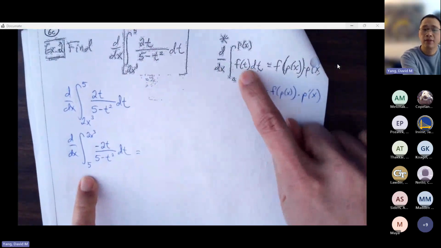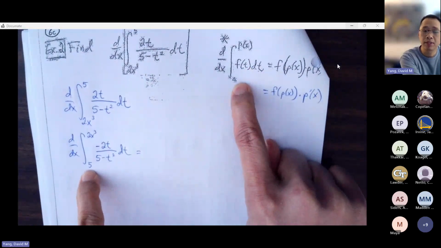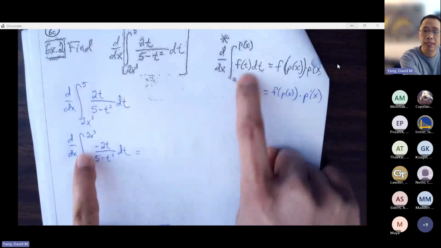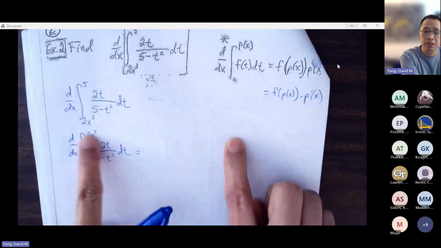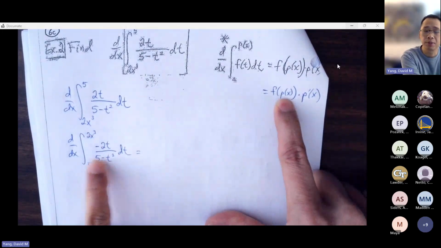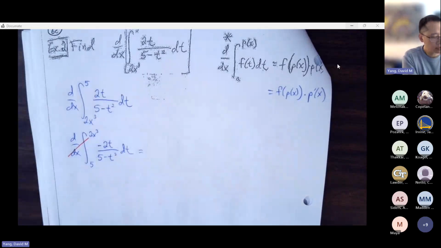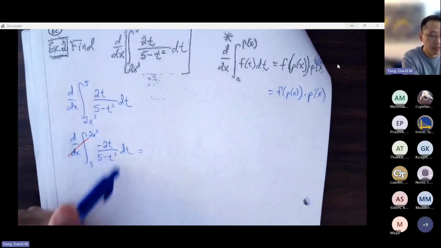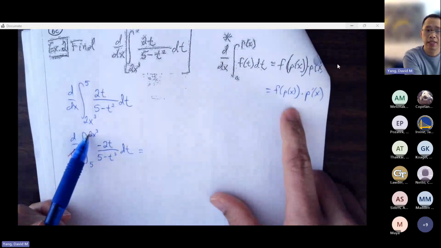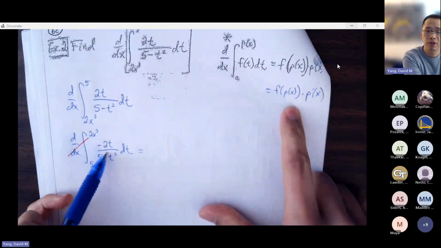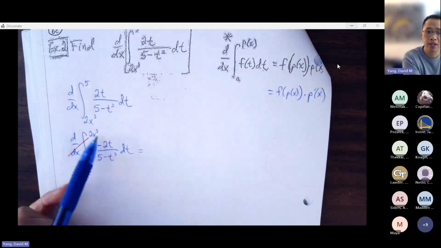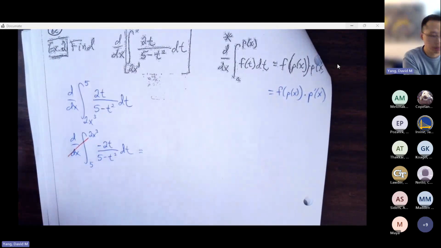All right, so now that I have everything lined up nicely, my lower bound is the constant, my upper bound is the variable. My constant is not going to play a role. It's just the upper bound that's going to be involved. So I know that these two operations will cancel each other out. There's no need to do an antiderivative process here. Just have to take the time to plug the upper bound into the variable. So every t that we see, we replace with 2x cubed.